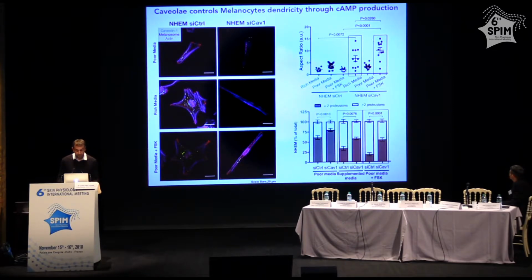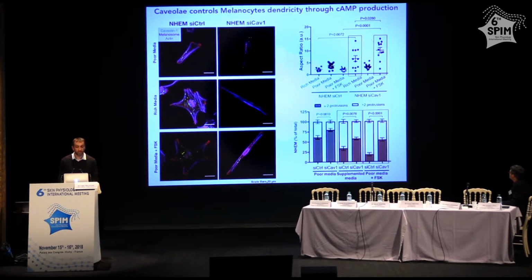Another thing that we measured is the number of extensions these melanocytes are making. When caveolin-1 is depleted and the cells are stimulated, they are not able to promote several extensions. More or less they are bipolar and look like the control cells in poor medium. So together this shows that caveolae have an impact on melanocyte dendricity, likely through cyclic AMP production. So the thing is now, okay, they have a different shape.